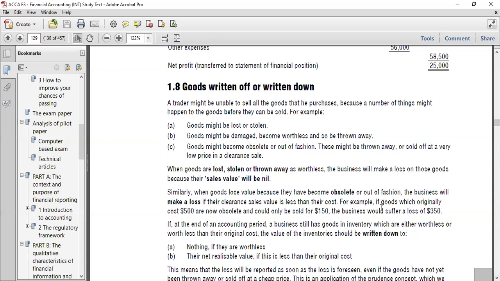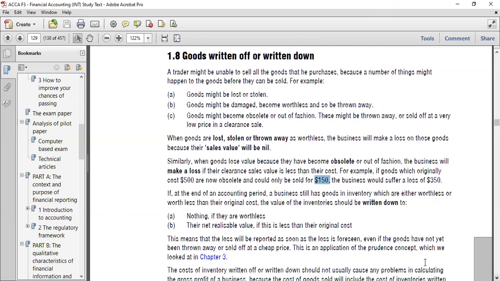For example, there is an example here. They are telling us the goods originally costing $500 are now obsolete and can only be sold for $150. They are asking you, what would you exactly do? As you can see, here we would have a loss of 350. And for this loss of 350, your double entry is that you are crediting your inventory and debiting your P&L.